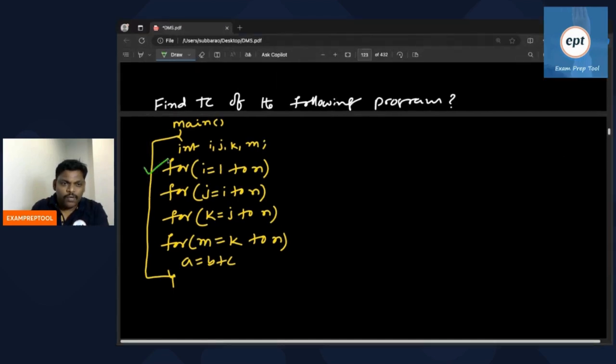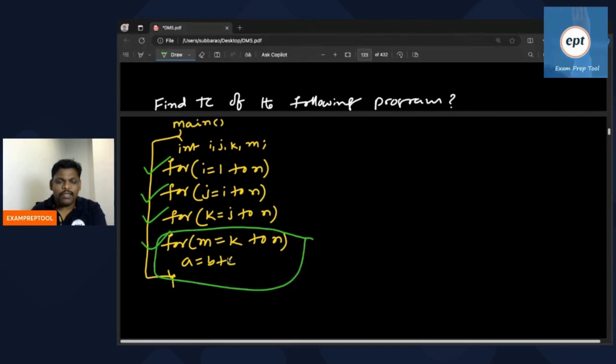There are 4 for loops given: 1, 2, 3, 4. They are asking what is the time complexity of this program. If you observe this program clearly, let us assume that.